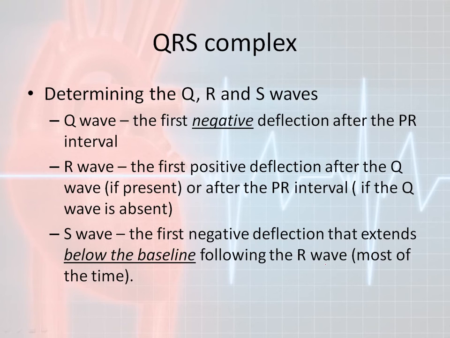The S wave is the first negative deflection that extends below the baseline. That's the key phrase here. That's the key part of the phrase. It has to extend below the baseline following the R wave. That is what constitutes a true S wave.